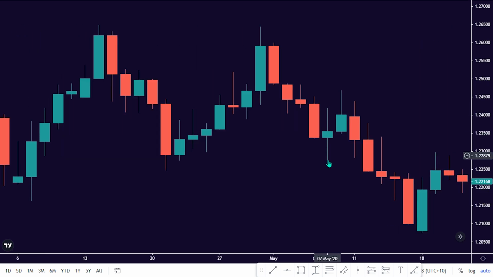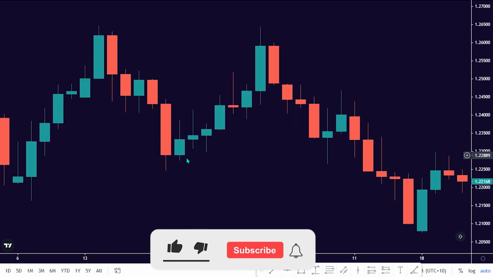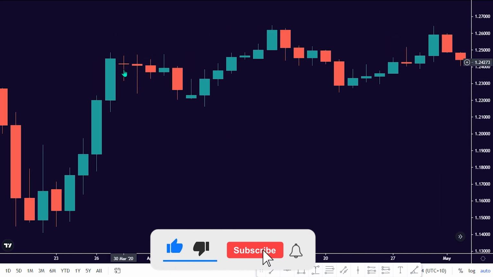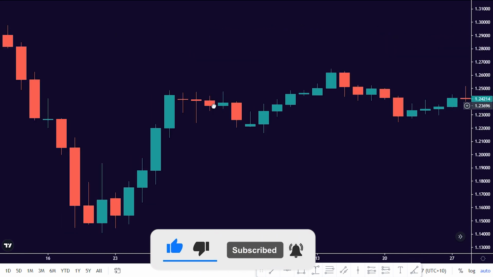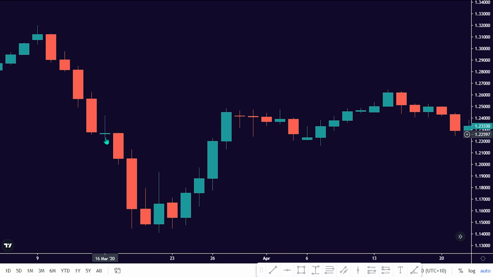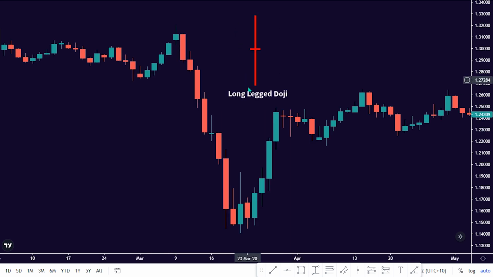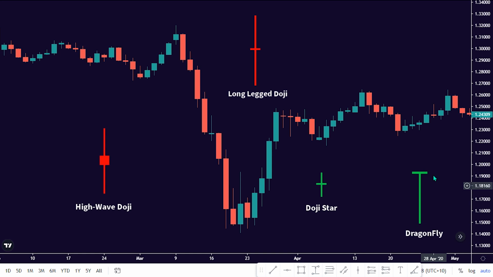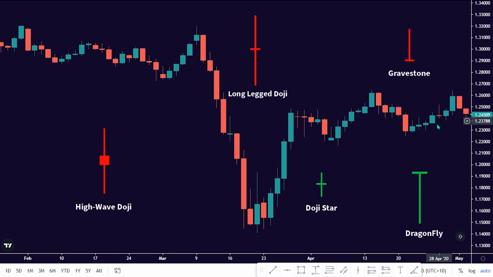The doji is an example of a candlestick that opens and closes at approximately the same level. There are different variations of the doji candlestick, ranging from the long-legged doji, the high-wave doji, doji star, the dragonfly, the gravestone. The most important thing to know about these Japanese candlesticks is the technical implication on the trading chart.